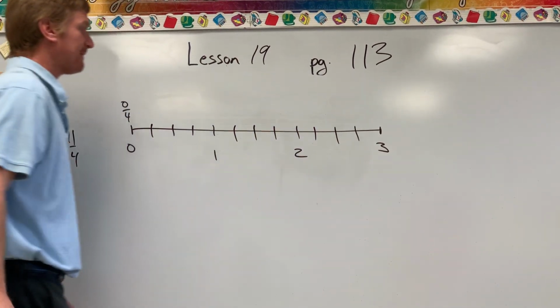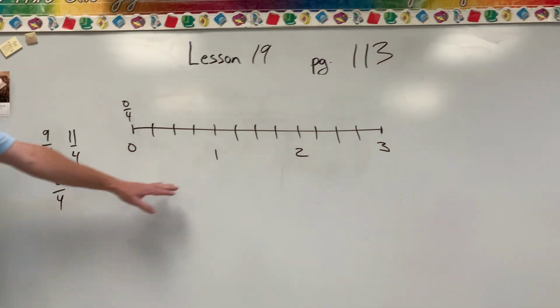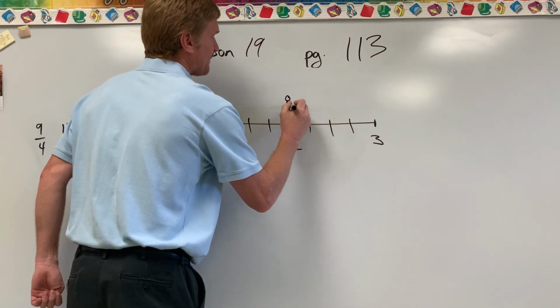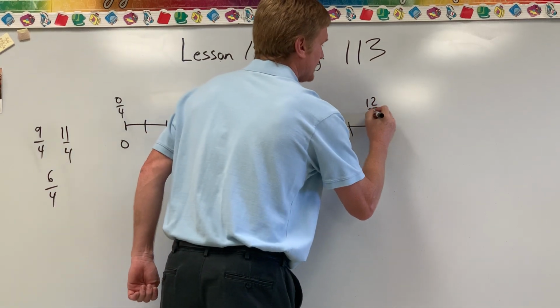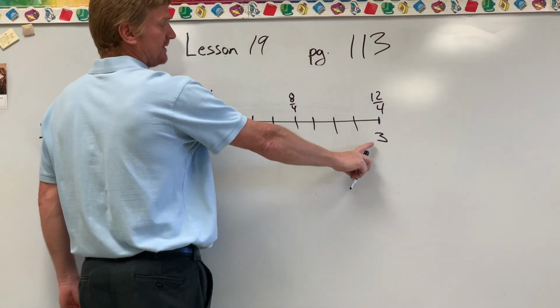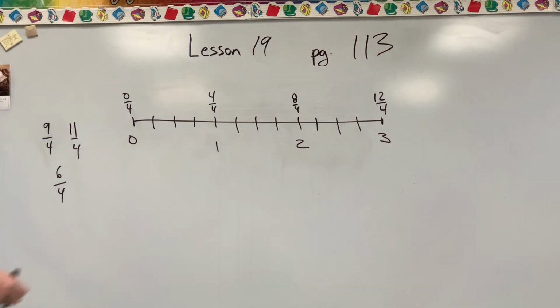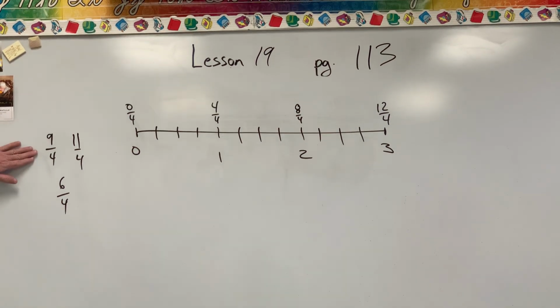All right, so I got those broken into fourths. I'm gonna go ahead and label my whole numbers. 1 would be 4 fourths, 8 fourths, and 12 fourths. Remember your reminder on how to do that. 3 times 4 is 12. So we need to find 9 fourths is our first one.